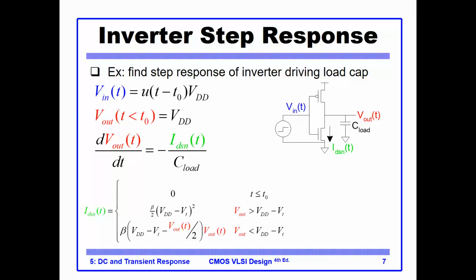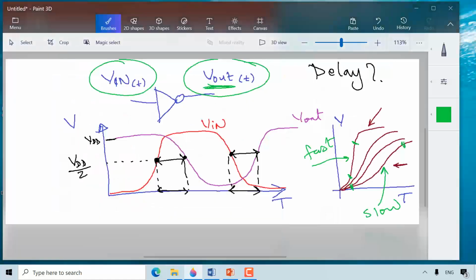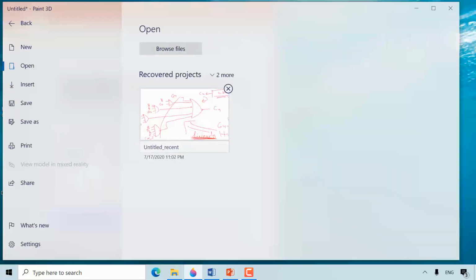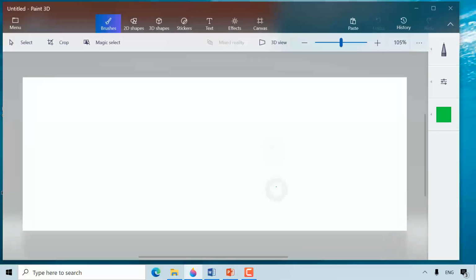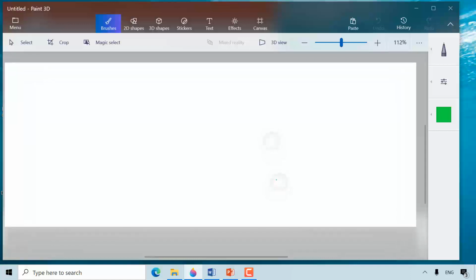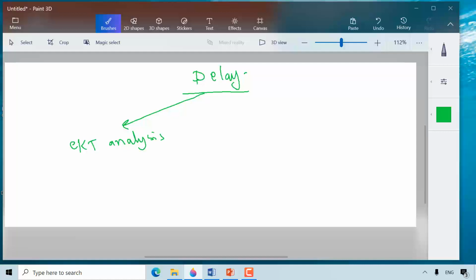Now if we want to understand the circuit analysis and what happens in this chapter, what we will do is try to estimate the delay using three methods. And let's go to the whiteboard here. One method is using circuit analysis. And we will find very quickly that this is so complicated. I mean, you can do it, but for even very simple circuits, it takes lots of effort.